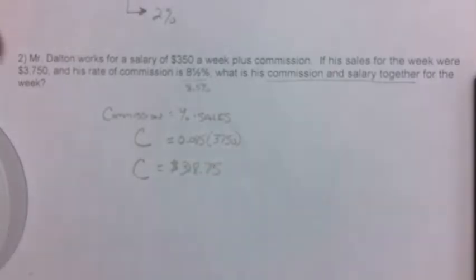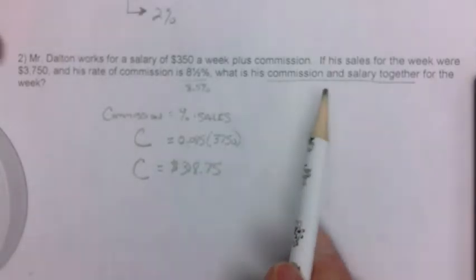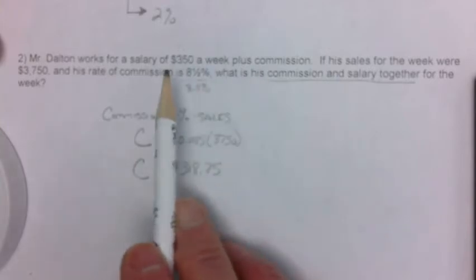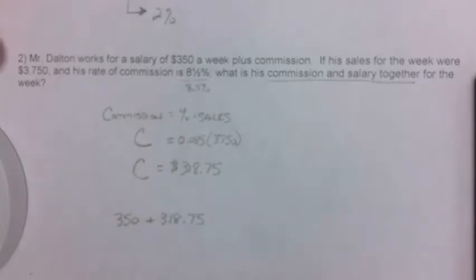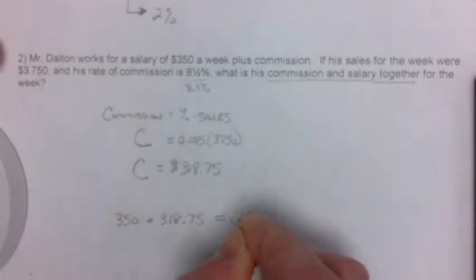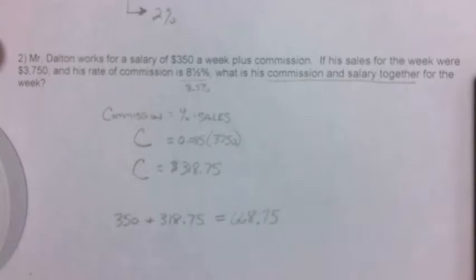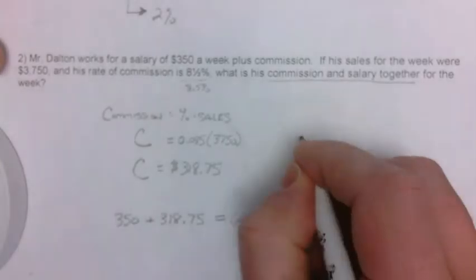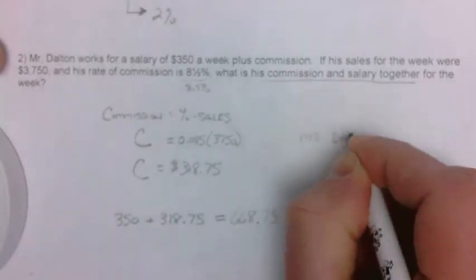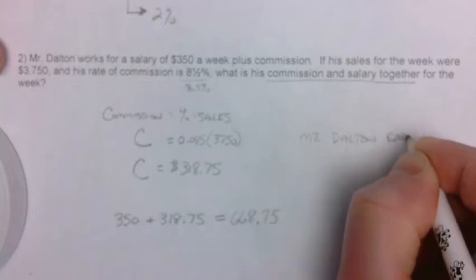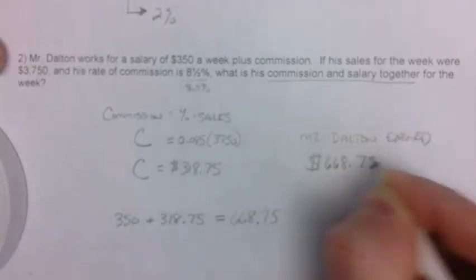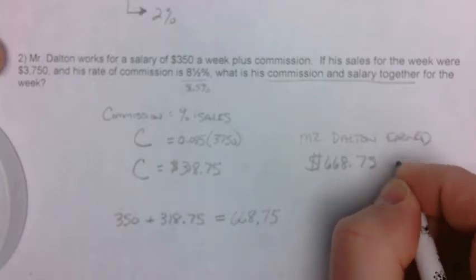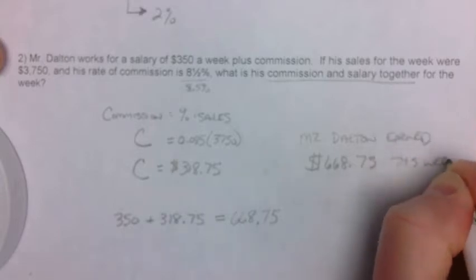$318.75. Okay, so that's just the commission. We need the commission and salary together. His salary is $350, and now we'll add in the commission of $318.75, and that's going to equal 668 and 75/100ths. So we can say that Mr. Dalton earned $668.75 this week.